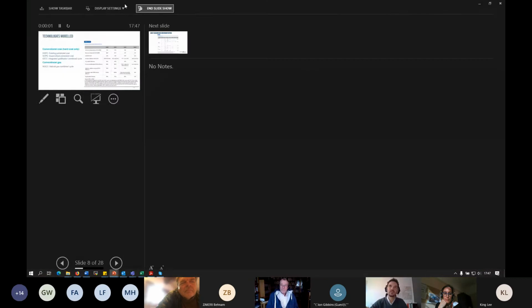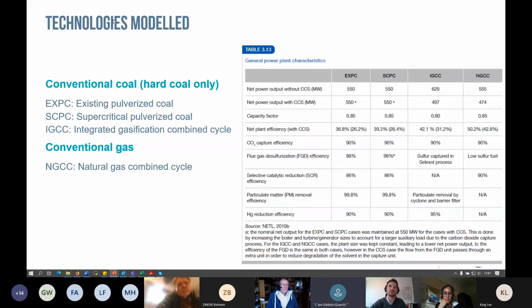Because I think in the UNEP report, for example, we have... Can you say what basis the efficiency is on? Yeah, you don't know whether it's higher heating value or lower heating value. Makes a big difference. That's a good question. I think it's lower heating value. It's all from NETL reports in the US. Well, it's probably higher heating value if it's in the US then. But okay, it really matters. Okay, then I will check that.